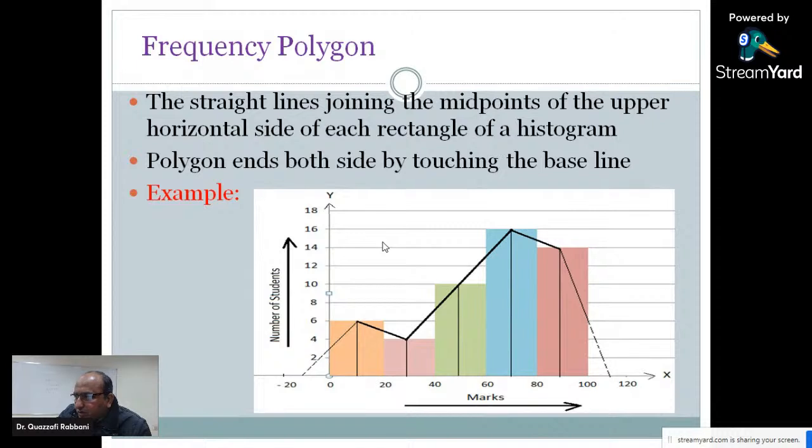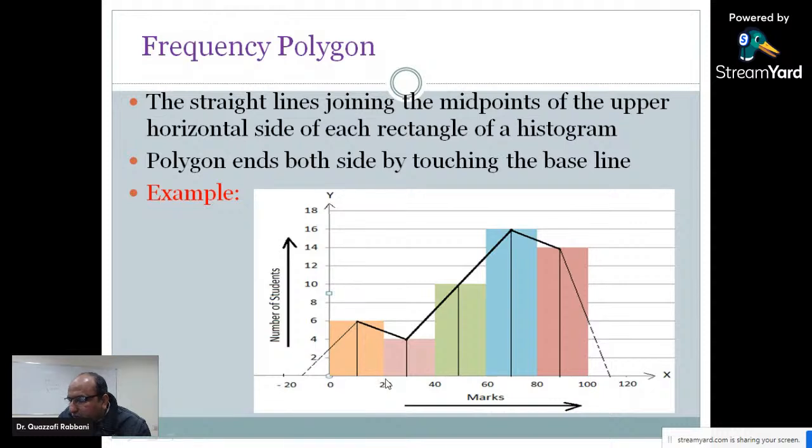Now the frequency polygon. This is also one of the representations of the data, and frequency polygon is nothing but the second part of the histogram. After making the histogram, you just point the midpoint of each rectangle, and all the midpoints of the rectangles are connected with a straight line.